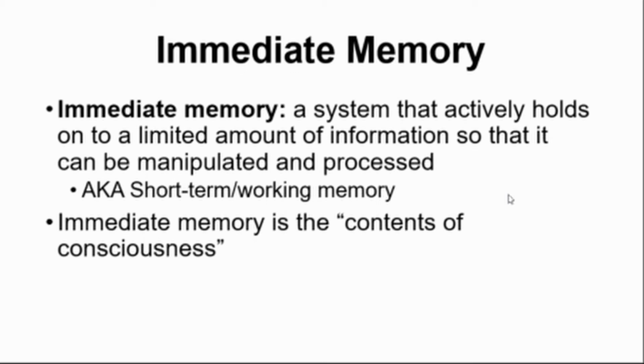I saw the term immediate memory, which is basically all of our systems that actively hold a limited amount of information so that we can do something with it. And it includes both short-term and working memory. I kind of like this term. So this is our more general description. Immediate memory is our big, broad category.